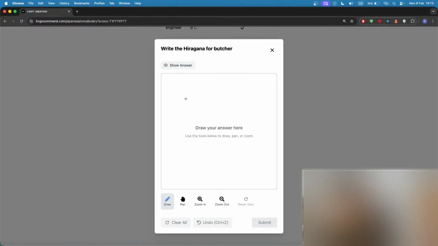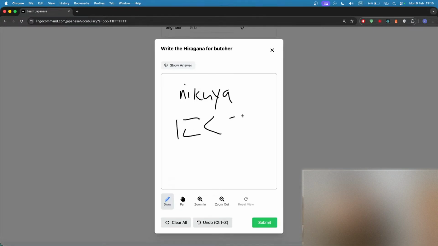Butcher is kind of nice, right? Because in Japanese, the word for meat is niku. And if you just stick ya at the end, you get someone that deals with meat, a butcher. So that's it. Niku. Ya.